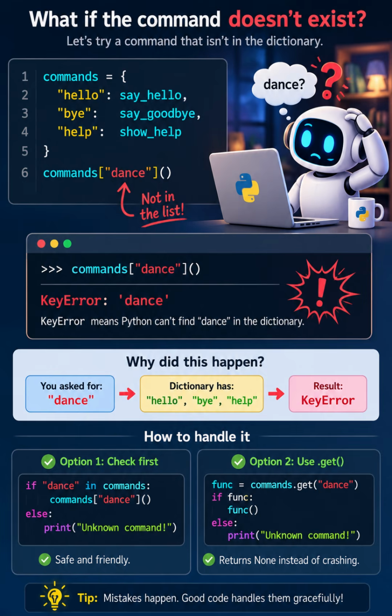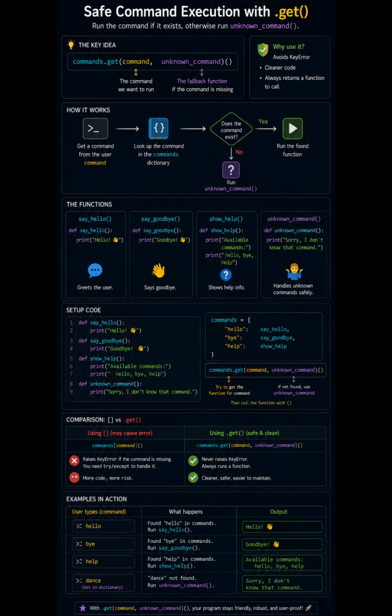But what happens if the user enters something that isn't in the dictionary? Instead of letting your program crash, you can provide a default. commands.get(command, unknown_command)(). Now, if the command isn't recognized, Python uses unknown_command.